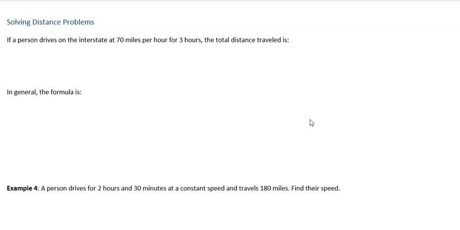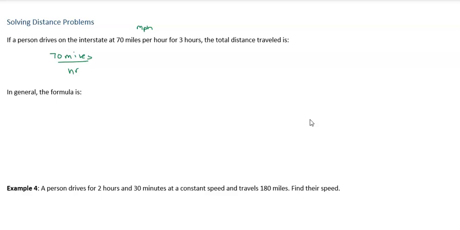Okay, so the next example is distance problems. These are really common kinds of problems. If a person drives on the interstate at 70 miles per hour for 3 hours, the total distance traveled is. So first we want to look at, without even a formula, what we would do with this. So if you think about it, 70 miles per hour, you can write it as mph, like they have on the signs, but that doesn't help us much with canceling things out. So we get 70 miles per hour, or per 1 hour.